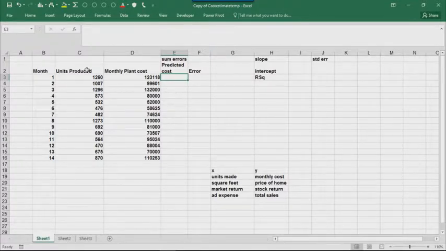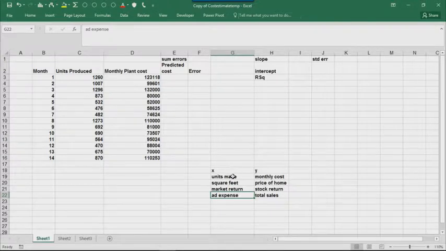And so you plot on the x-axis the column to the left, and on the y-axis, the column to the right. Here are some examples. You might want to predict monthly costs from units made. You might want to predict the price of a home from the square feet in the home. You might want to predict the return on a stock from the market return in that month. You might want to predict the company's total sales from ad expense.